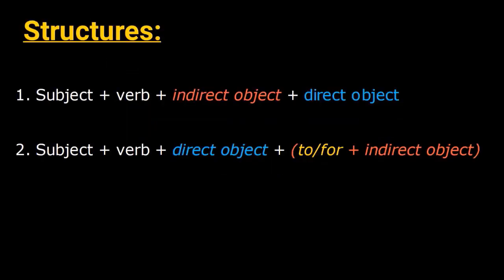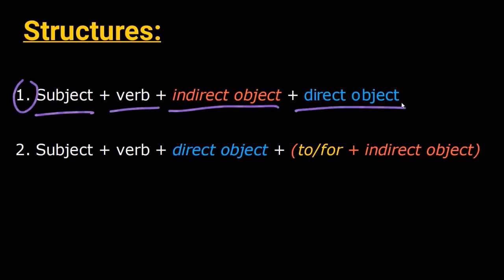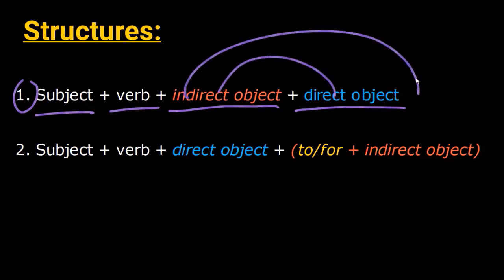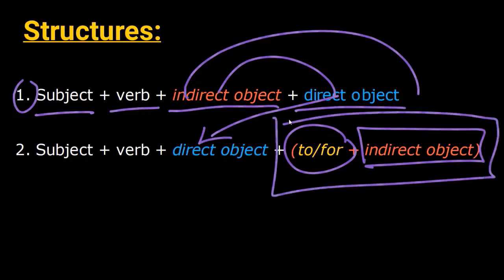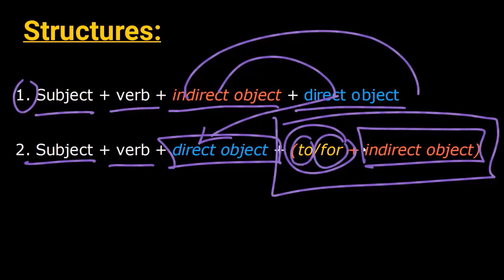So we have two structures. Structure number one, where we have the subject followed by the verb, followed by the indirect object, followed by the direct object. Now, we can rephrase this structure and we can place the direct object first and then the indirect object. If the direct object comes first, then we will have to use a preposition before the indirect object, and this entire thing becomes a prepositional phrase. So we have the subject, then we have the verb, then we have the direct object before the indirect object, and then we have either to or for, then the indirect object.